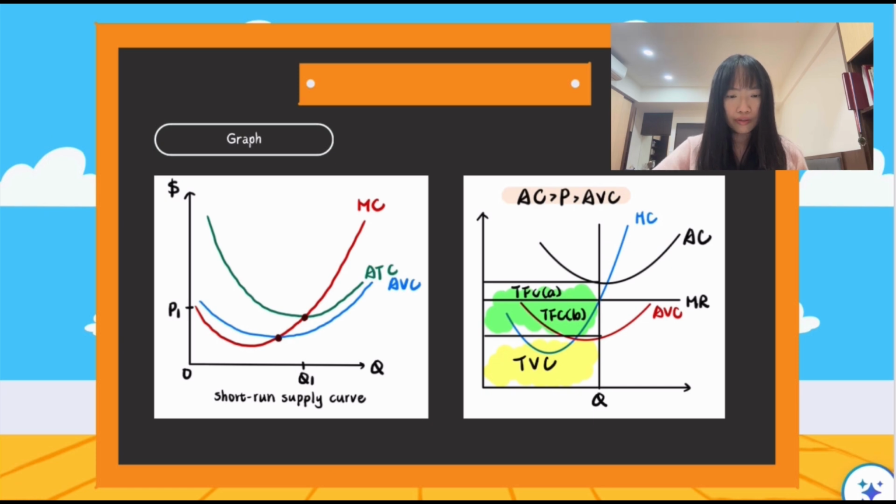Here are two graphs. The left one represents the short-run supply curve, while the right one depicts firm profits. We observe that the quantity produced by the firm aligns with price equals marginal cost. And on the right one, we can know that the average cost is greater than price, and the price is greater than average variable cost. So we can know from this graph.